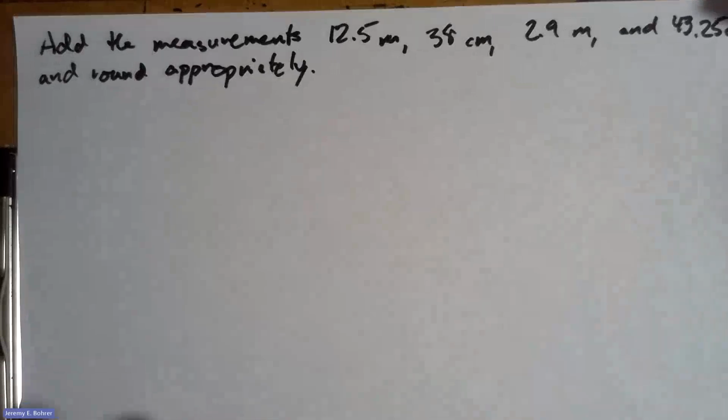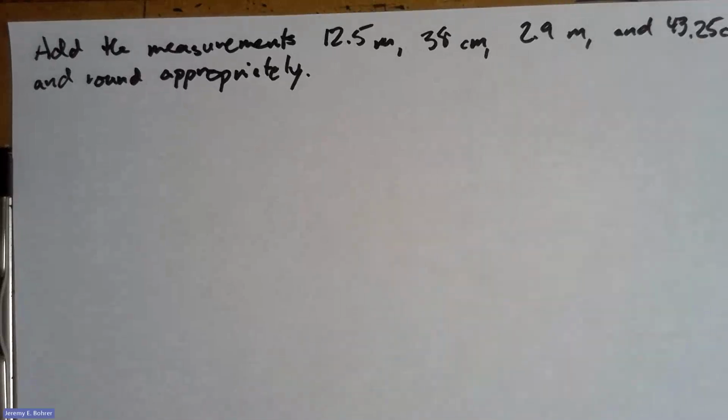In our next problem, we're asked to add the measurements 12.5 meters, 38 centimeters, 2.9 meters, and 43.225 centimeters, and to round appropriately. When we're asked to round the sum or difference of measurements of different precisions, we need to change all measurements to a common unit of measure. So we'll change this to centimeters. We add or subtract the common units, and then we round the results to have the same precision as the least precise measurement.